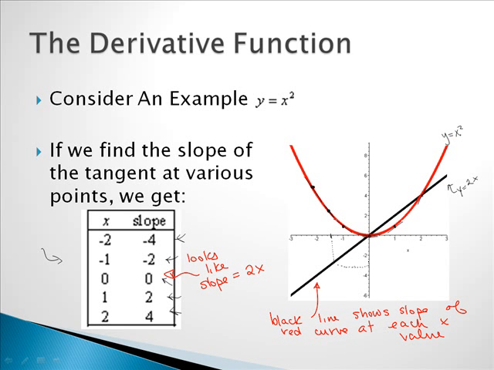So what we're saying then is the slope of the tangent of y equals x squared at negative 1.5 is negative 3. Again, if we're starting with the function y equals x squared and we find the tangent lines at every point along it, the function that describes those tangent lines is the function y equals 2x. So in other words, y equals 2x is the derivative of y equals x squared.